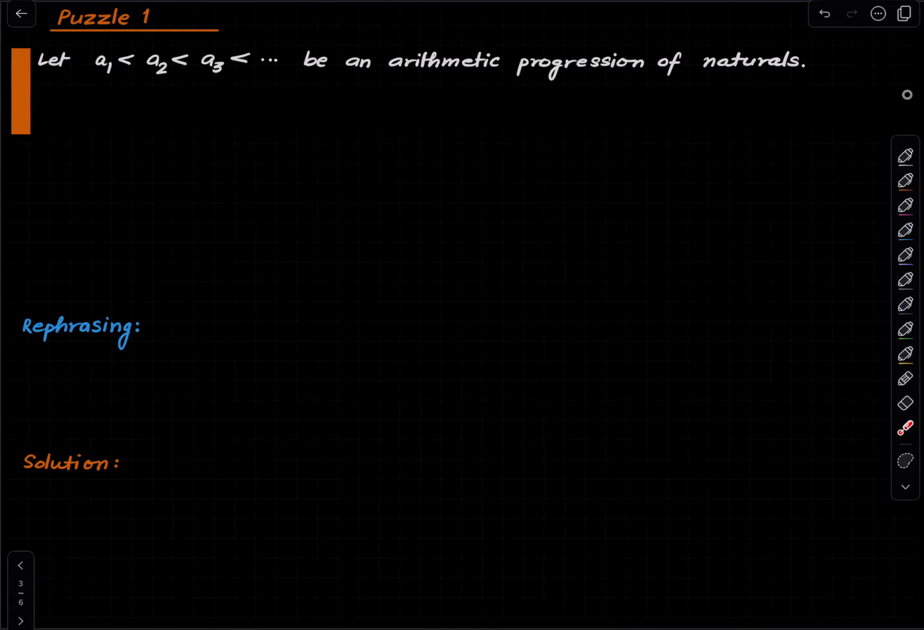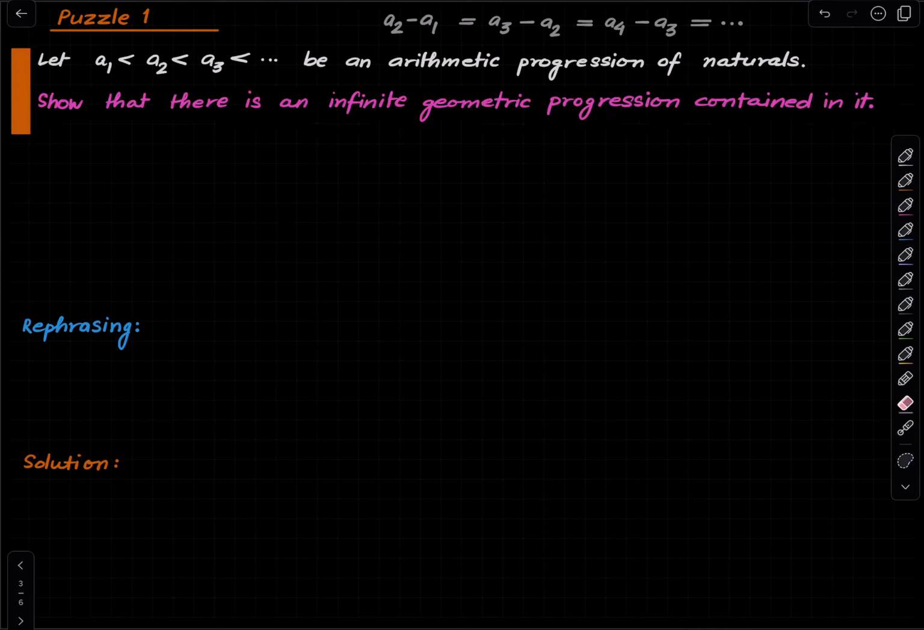So first puzzle. We are given an increasing sequence of natural numbers which are in an arithmetic progression. What does that mean? It just means that the successive differences are constant. That's all that means. What do we want to show? We are asked to prove that in this infinite arithmetic progression is hiding an infinite geometric progression.